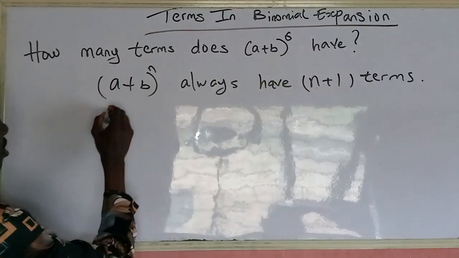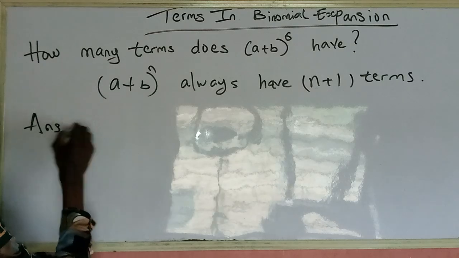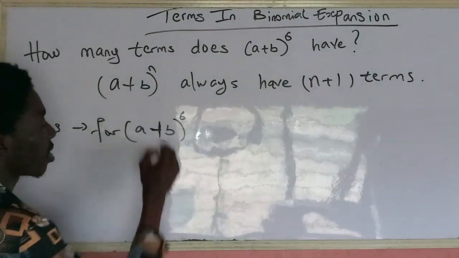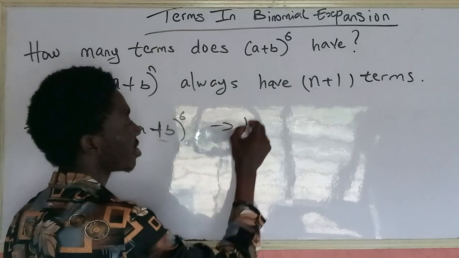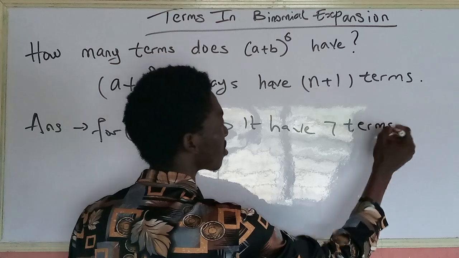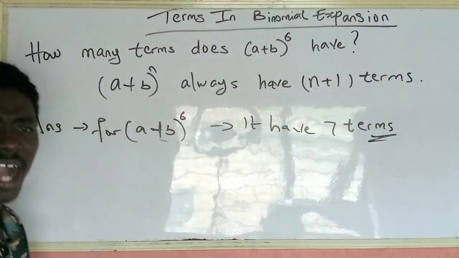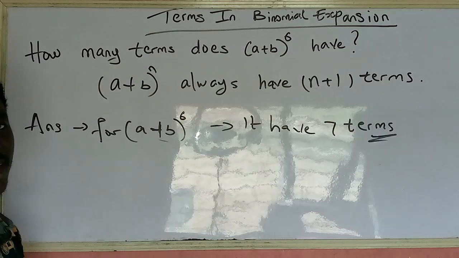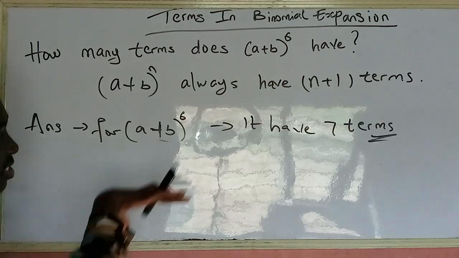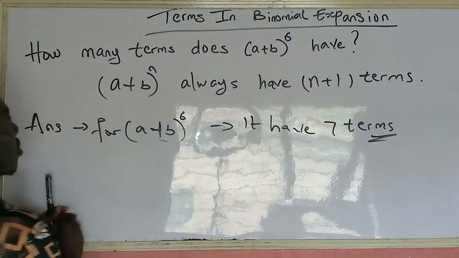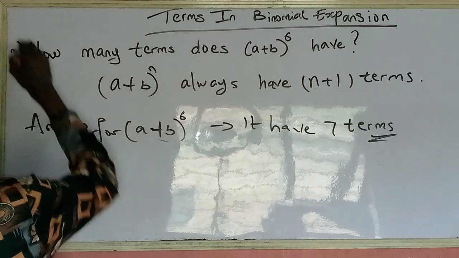So for this answer, for (a + b)^6, how many terms? It has 7 terms. That is your answer. You can see (a + b)^6 has 7 terms. I'll do an example to show you why this is. But let's check another question.